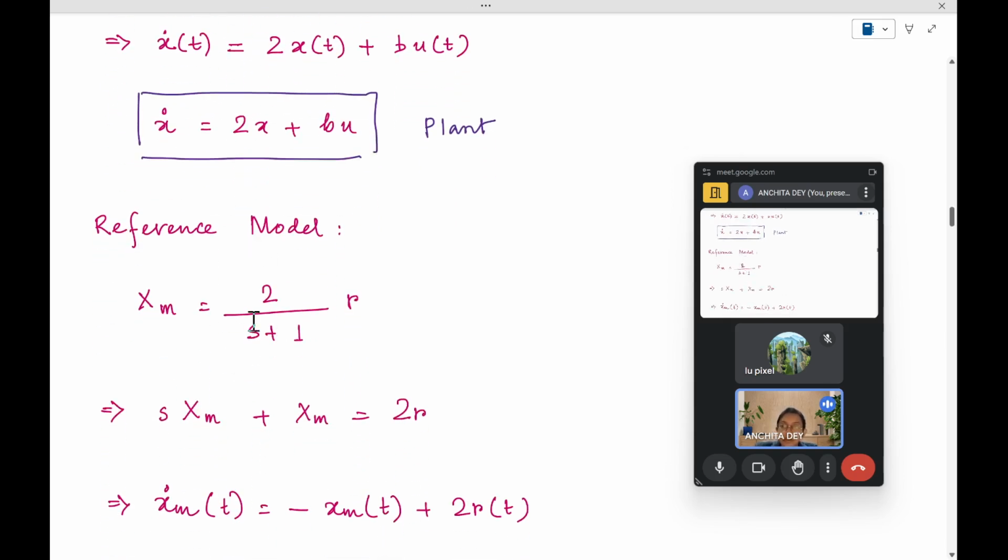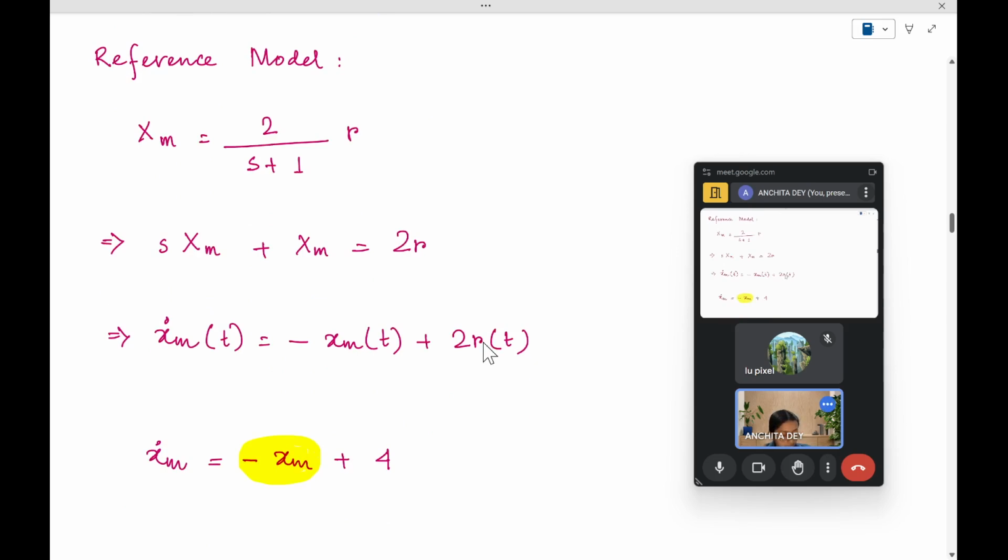Now, what about the reference model? I was given that xm = 2/(s + 1) times r. Again, we do this side changing. We have s xm + xm = 2r. Then if you do the inverse Laplace transform, you get xm dot(t) + xm(t) = 2r(t). You do a side change, and you end up with xm dot(t) = -xm(t) + 2r(t).